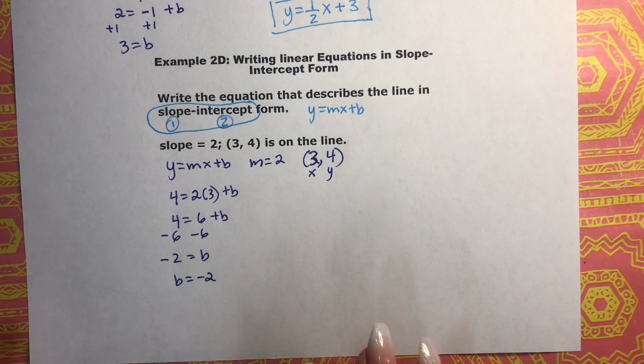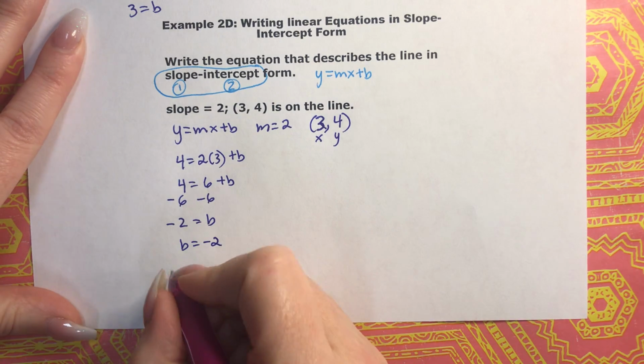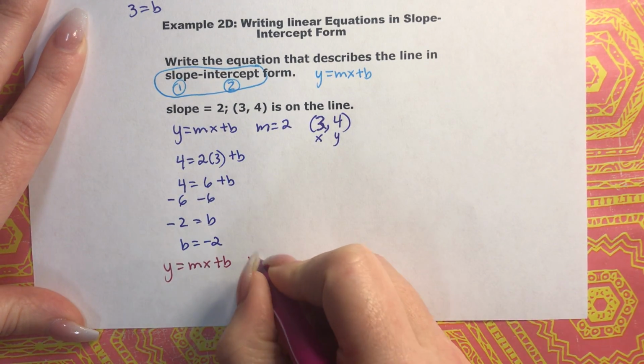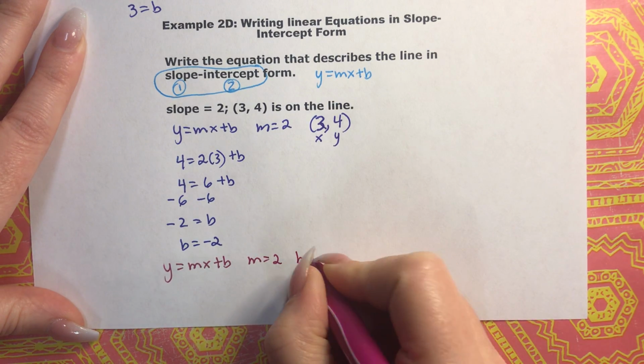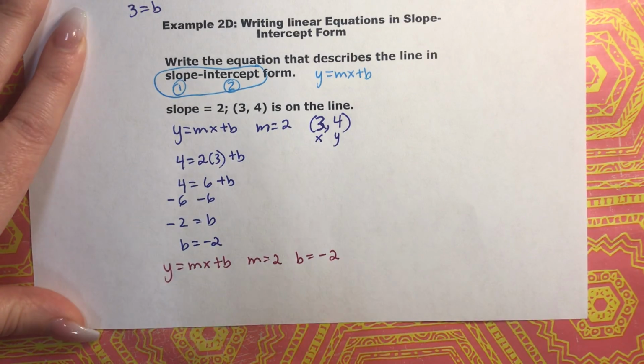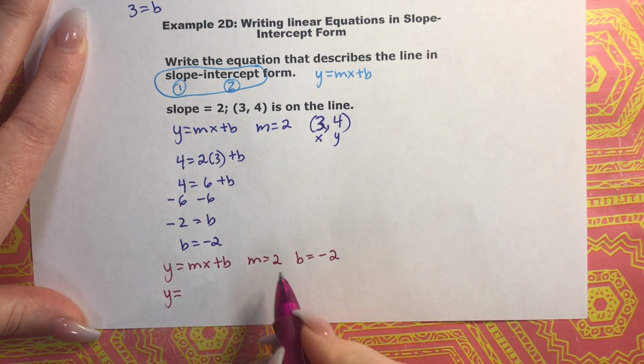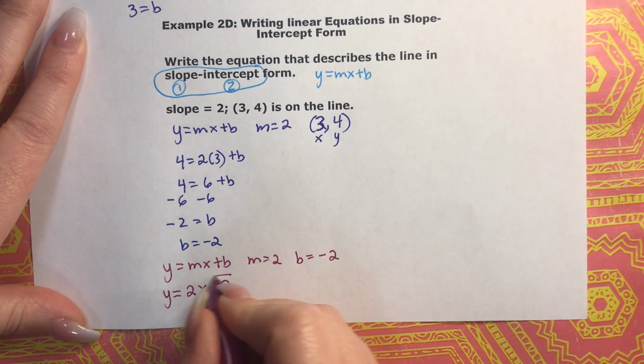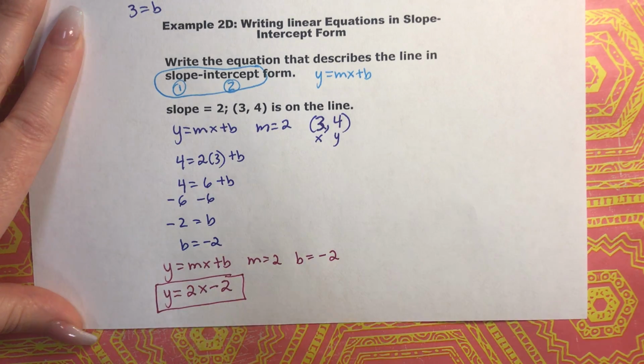So I can just go ahead and write that equation. y equals mx plus b. My slope is equal to 2. My y-intercept is equal to negative 2. And then I just substitute the values in. I get y equals 2x minus 2. And there we have it.